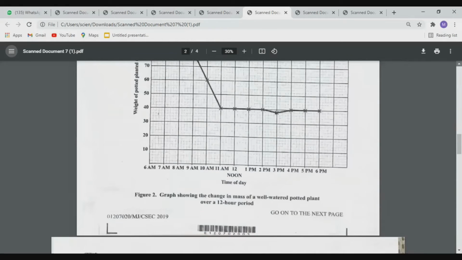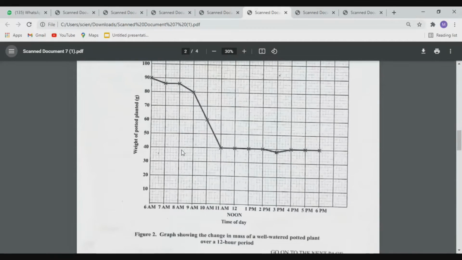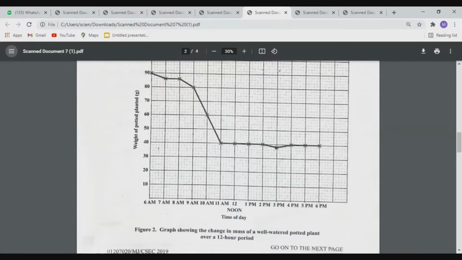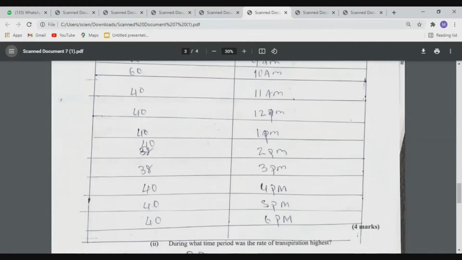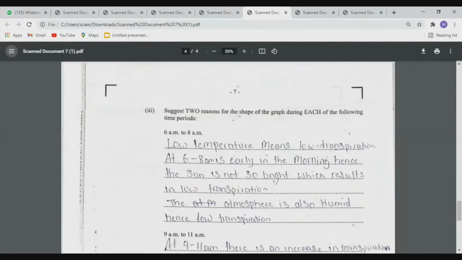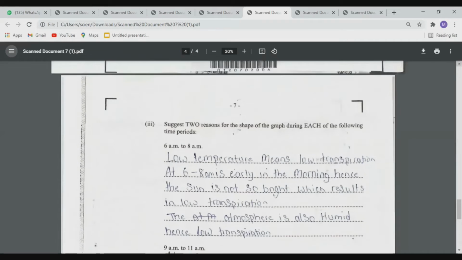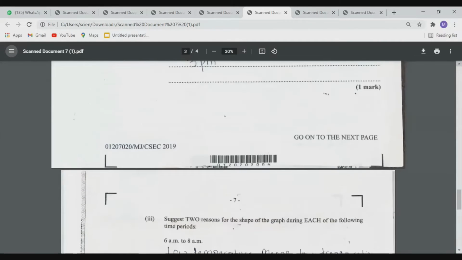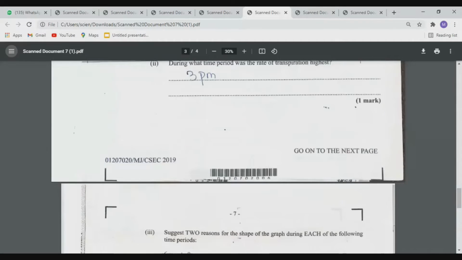So I'm on the graph. For transpiration to be at the highest, the graph should show the lowest weight. It's the smallest weight that is recorded, and that is right here where we have the dip. So that's the lowest weight recorded, which happens at 3 p.m. So that's the time period. All right. So that's the answer. So if we go back now, we should have 3 p.m. there. So I have it there, 3 p.m.